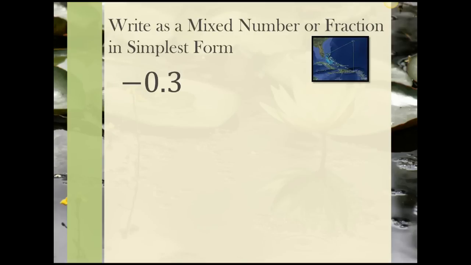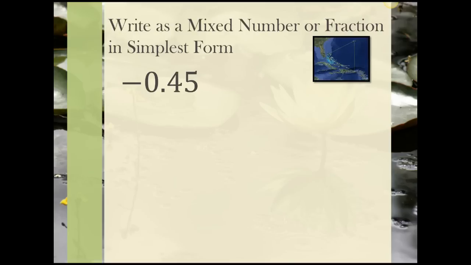Let's try writing some decimals as mixed numbers or fractions in simplest form. When we have a decimal, we say it, write it, reduce it. In this case, we have negative 3/10. I can easily write that as negative 3 over 10, and in this case I can't reduce it, so that would be my final answer.